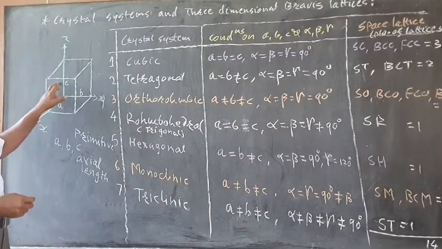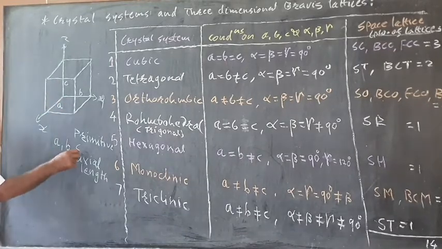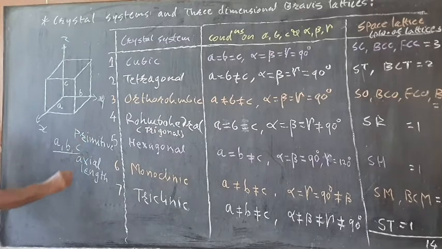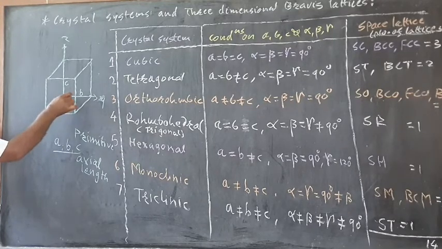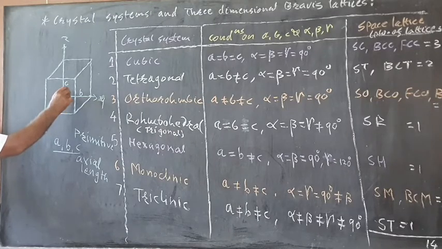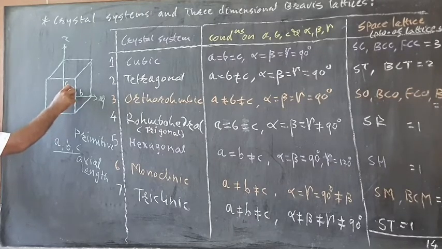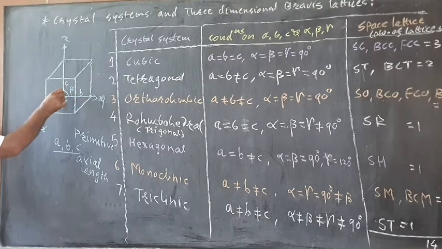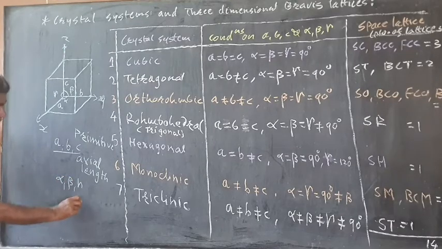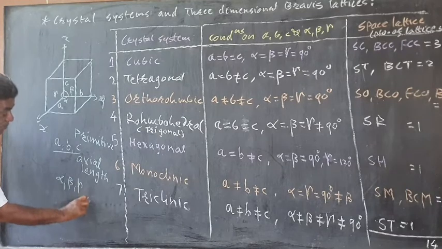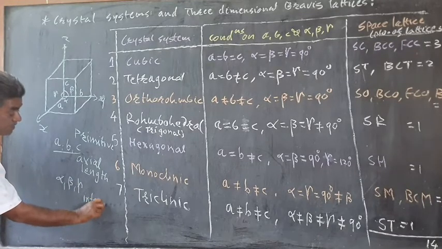So the size and shape of the unit cell is given by these 3 axial parameters, the primitives of the unit cell, and by the interaxial angles, another 3 parameters. The angle between the x and y axes, or A and B, is known as alpha. Here is beta, and between the x and z directions, that is A and C, the angle is gamma. So alpha, beta, and gamma are the interaxial angles.